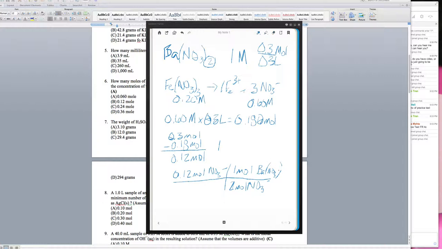Yes, that's what I'm changing it to. Oh, God. Ba(NO3)2. So that's 0.12 divided by 2 gives you 0.06. So the answer is A, 0.06. Okay. Any questions on number 6?